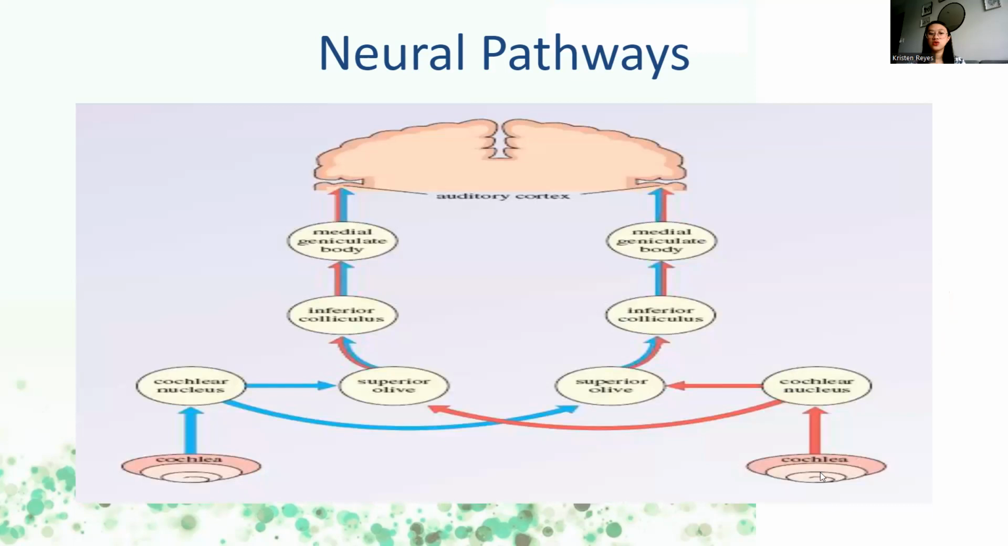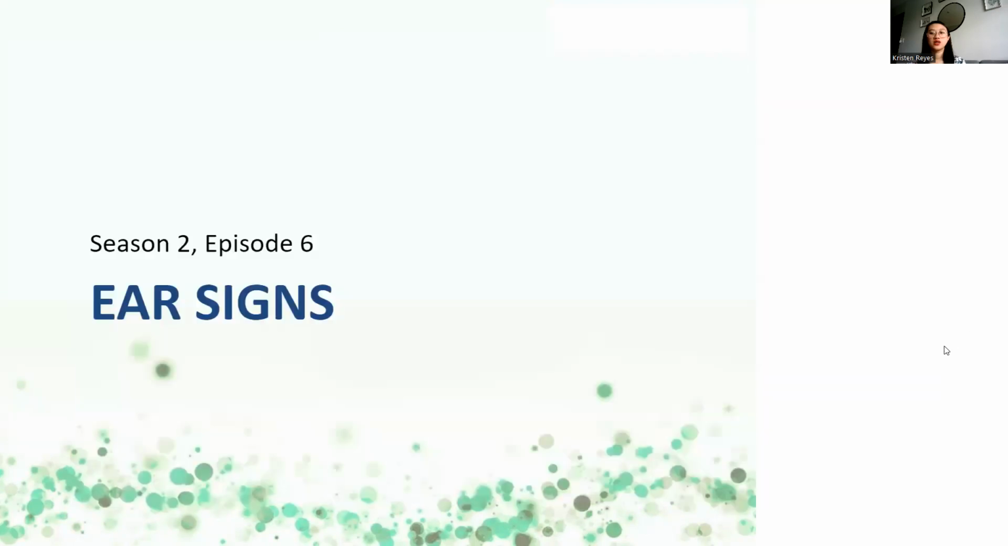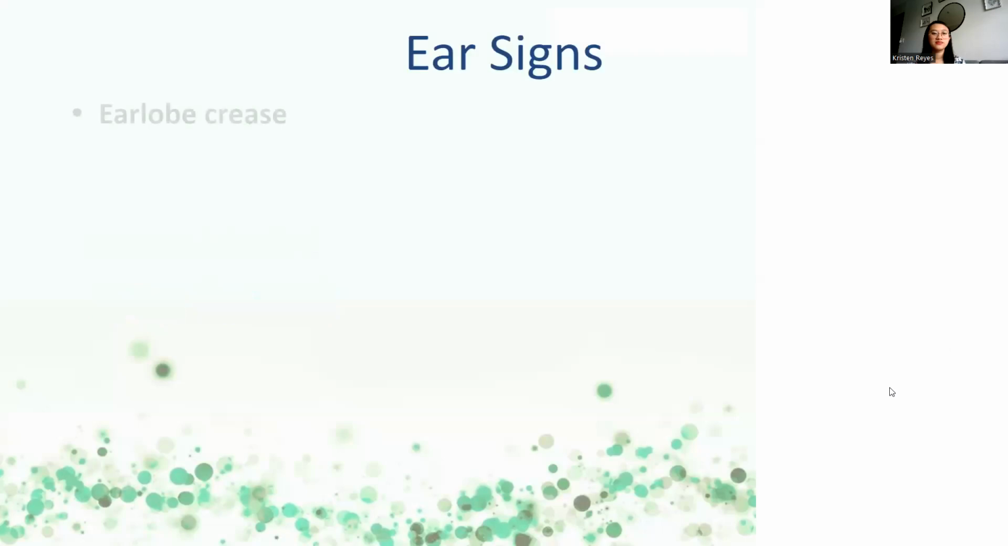Okay, another figure: again, the cochlea, where your receptors are, then the nerve, which is your vestibulocochlear nerve, goes to the inferior colliculus, to the medial geniculate in the thalamus, and then to the auditory cortex in your temporal lobe. Let's go with ear signs. Let's go through this one by one, okay?